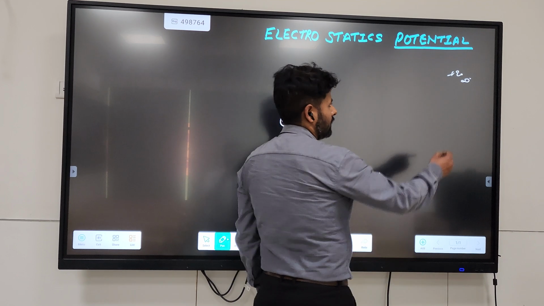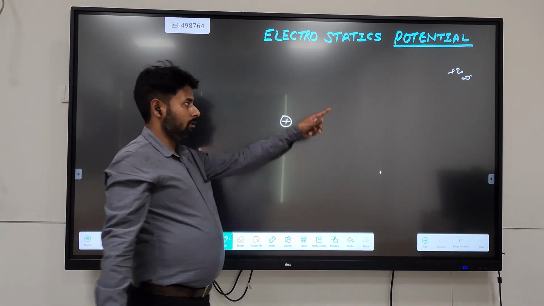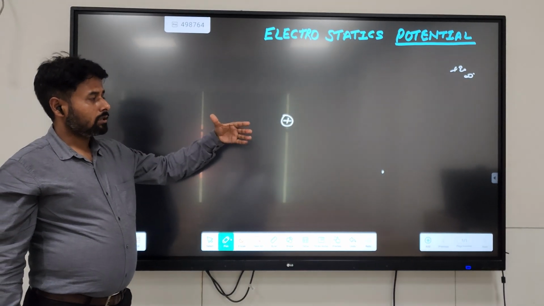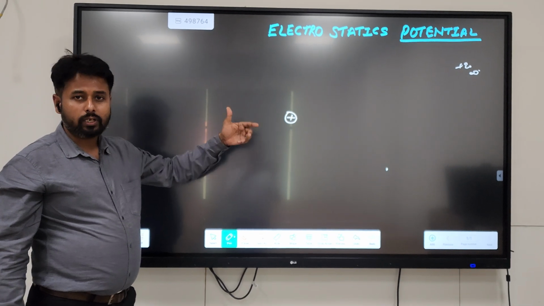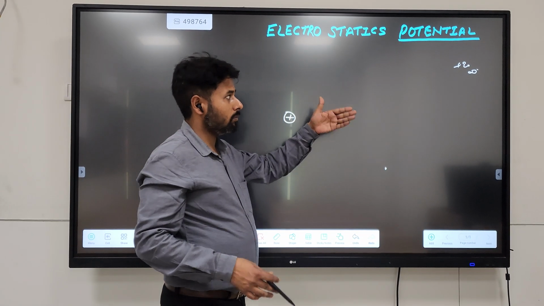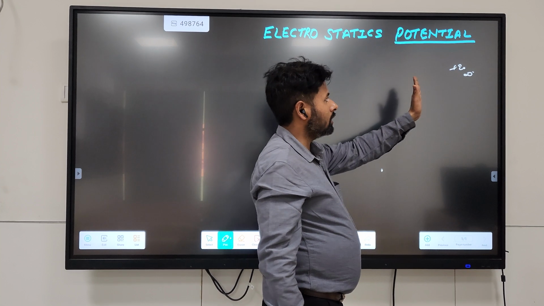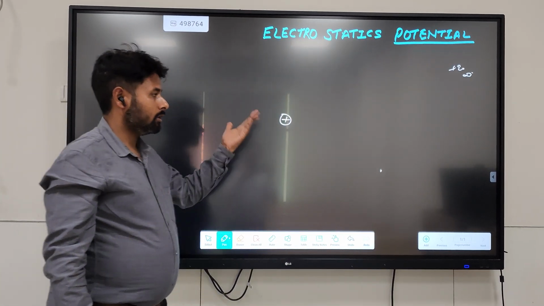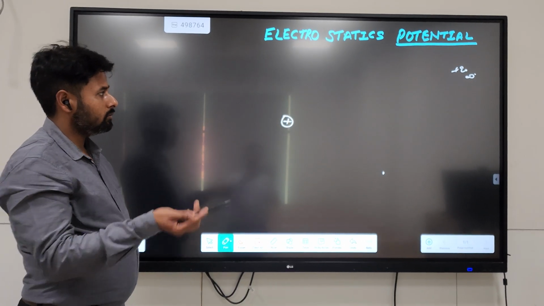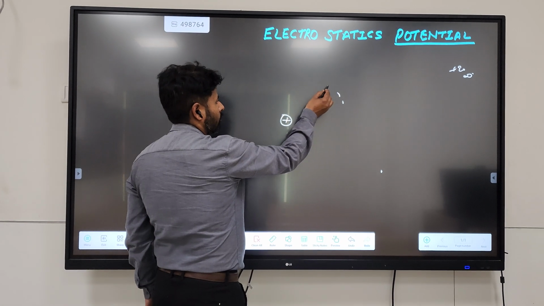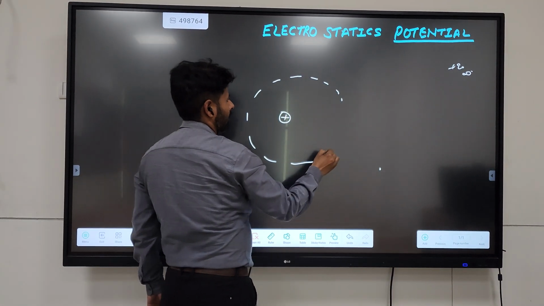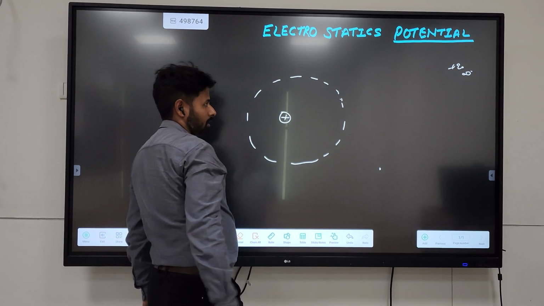The work done to bring the charge, this is the positive charge and this is also a positive charge. So what is the condition? The charge must be brought slowly; the motion should not be accelerated motion. The work done to bring the charge from infinity to a given point is called the potential energy. And what is the expression for the potential energy?